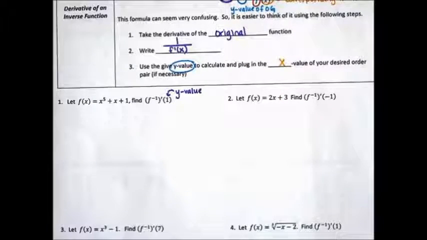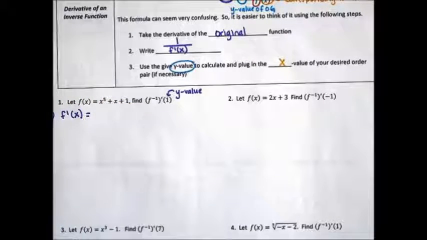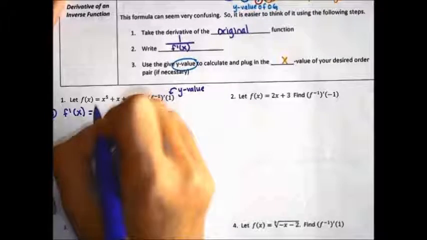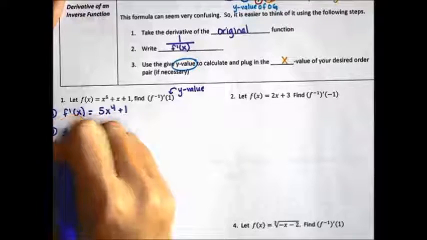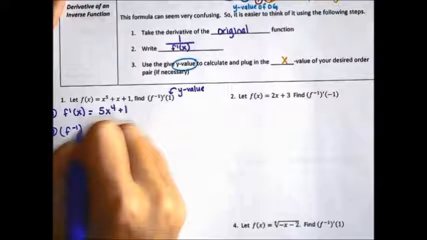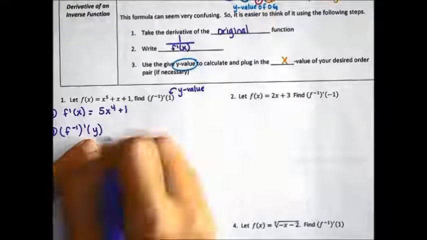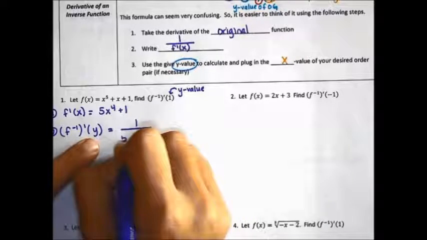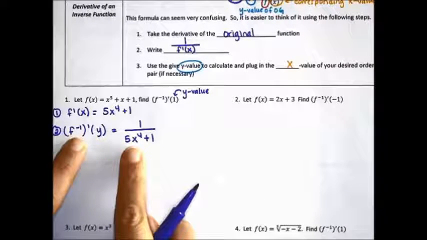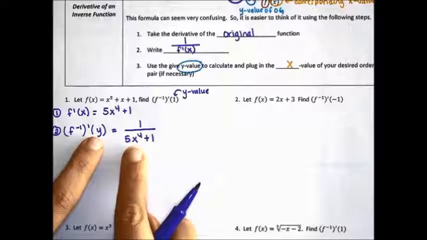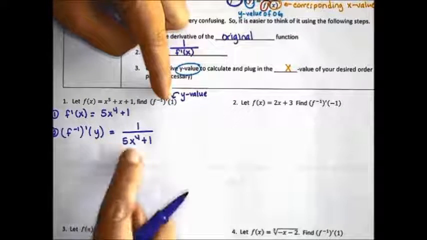So let's see. First, we know we need the derivative of the original. Now be very precise with your notation here. This is the derivative of the original, so I would get 5x to the 4th plus 1. Then, the derivative of the inverse at this y value is equal to 1 over this guy, which has an x in it. Again, the derivative of the inverse has a y. This has an x. That is your clue that you can't just plug in this 1. This is a y, this is an x.